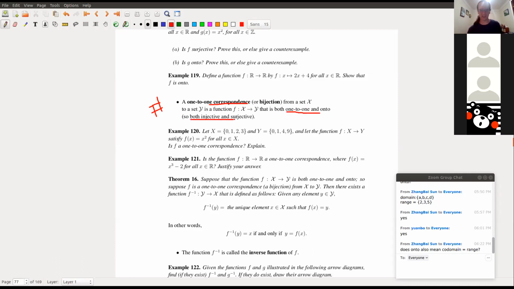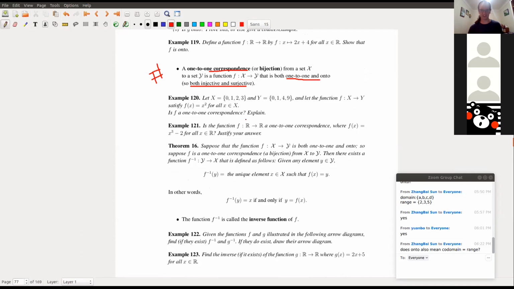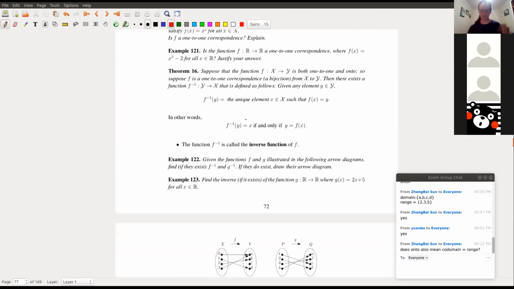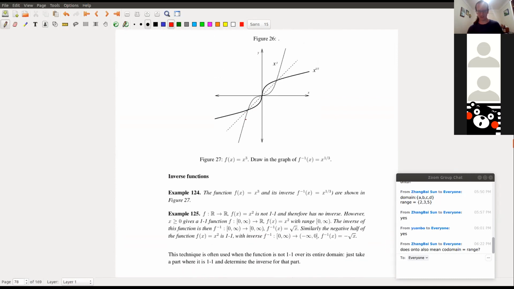So it's injective and surjective. And this lets you, if you flip all the arrows around, you do the inverse image, it's a function as well, which is really important. And then that's how you get this magic property where if you compose them, you get the identity. Ta-da, it's called the inverse function. Hope that's clear. Really useful if it happens.